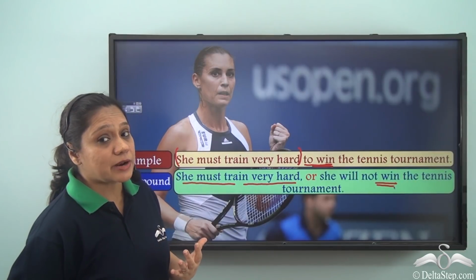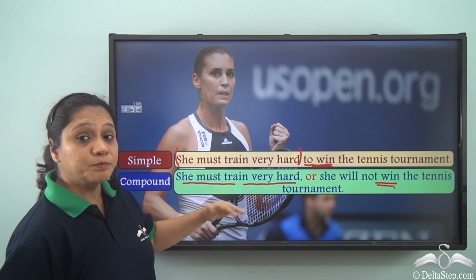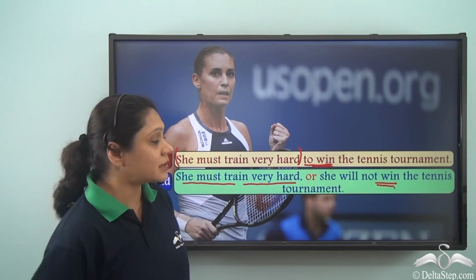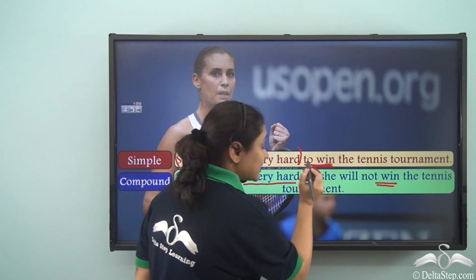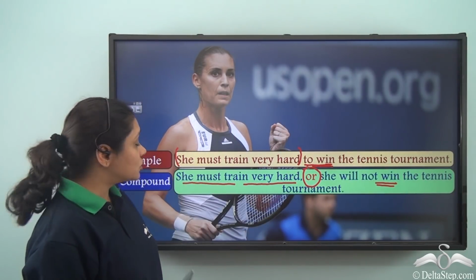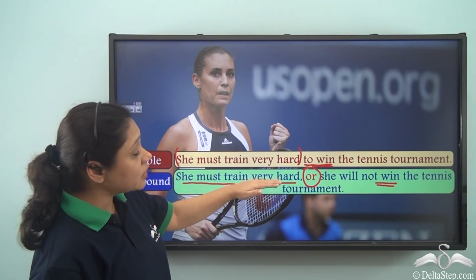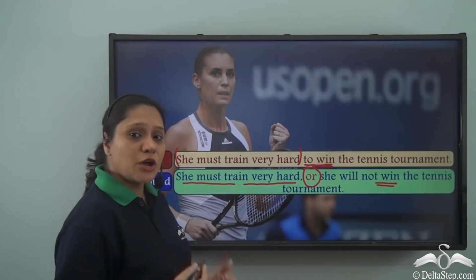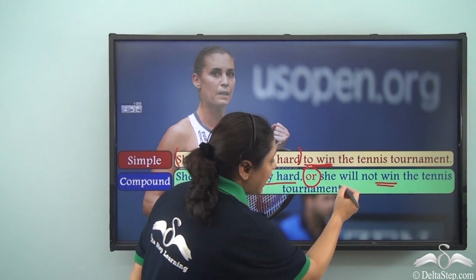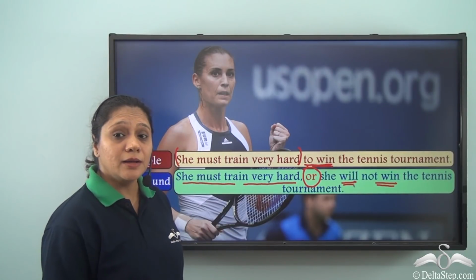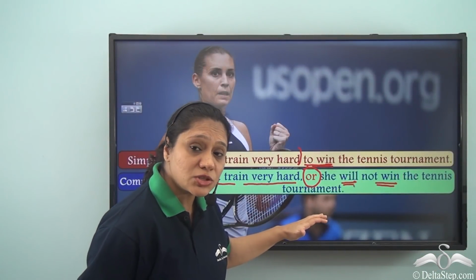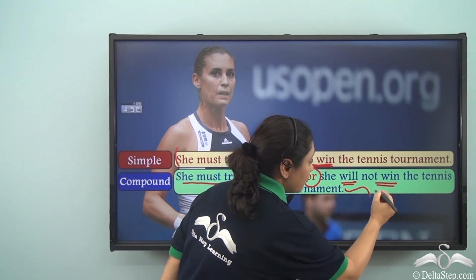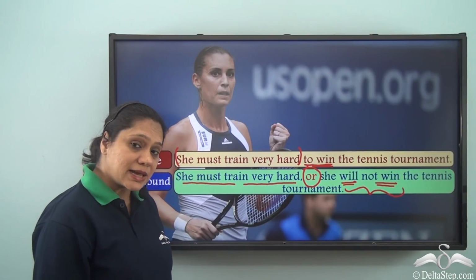So there are two scenarios, either she trains very hard or she will not win the tennis tournament. So we have used the conjunction or, because there are two scenarios here. So she must train very hard or she will not win the tennis tournament. Now you must be wondering, why have we added the modal will here? Because her winning the tennis tournament is going to happen in the future. So we have used the form will not win in this sentence.